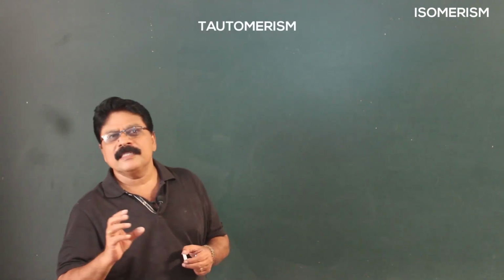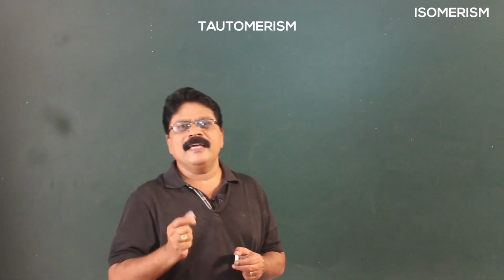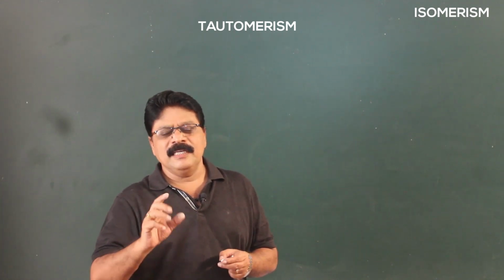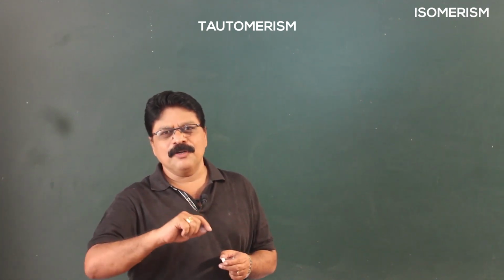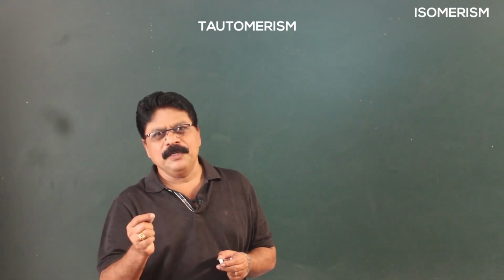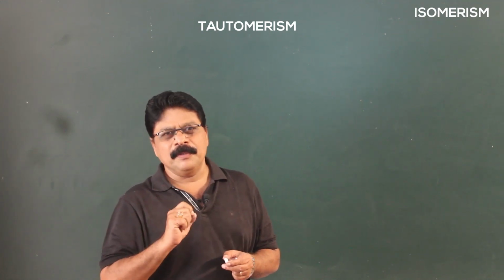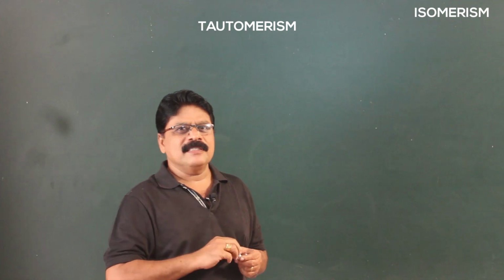Next is tautomerism. Tautomerism is a different type of structural isomerism, because there is a dynamic equilibrium. One functional group gets converted into another functional group. So, there is a dynamic equilibrium, but it is part of the structural isomer.